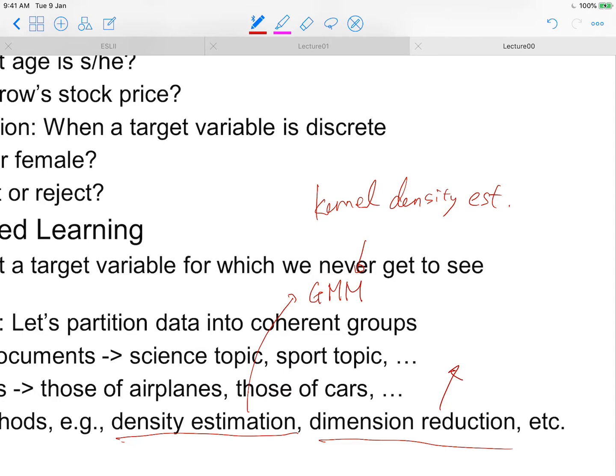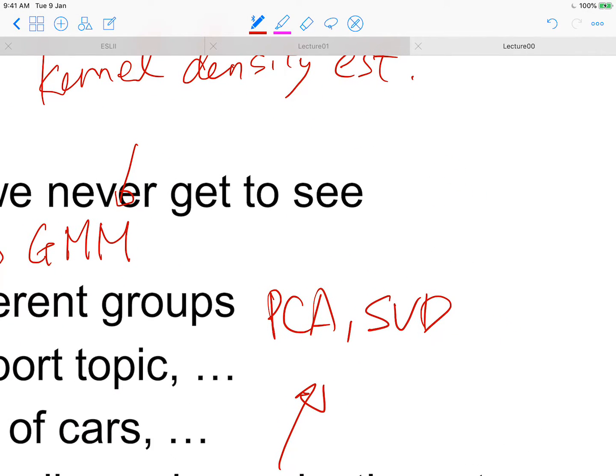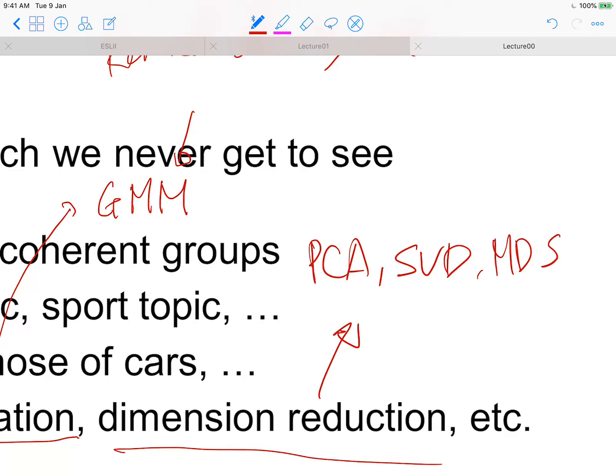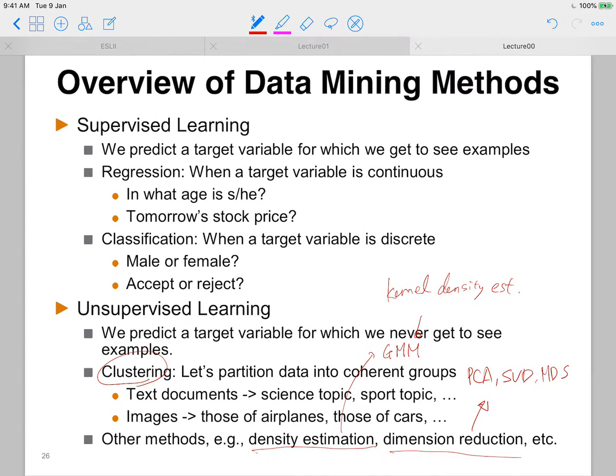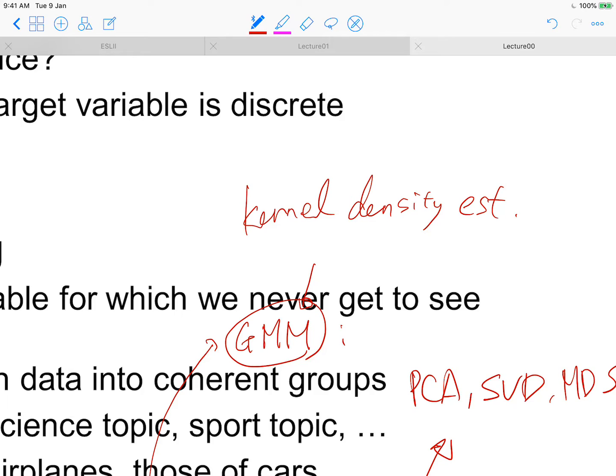And in the case of dimension reduction methods, we have PCA and SVD, although SVD is not just used as a dimension reduction method, it's also viewed as a low-rank matrix factorization method which has many different applications, and also multi-dimensional scaling. These dimension reduction methods also belong to the category of unsupervised learning. Here I mentioned the Gaussian mixture model as a parametric model, and this one as a non-parametric model, right?